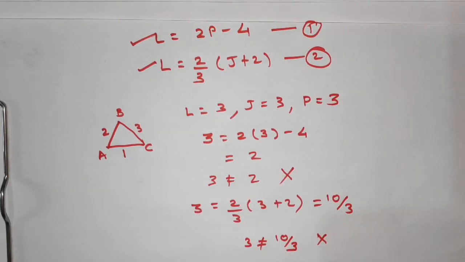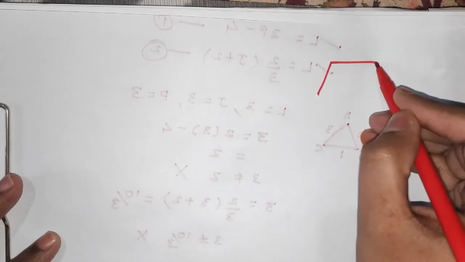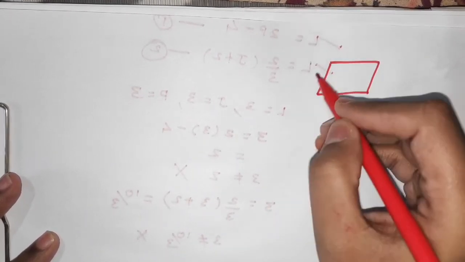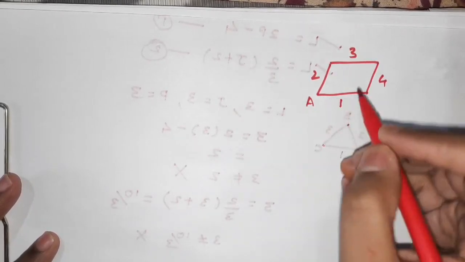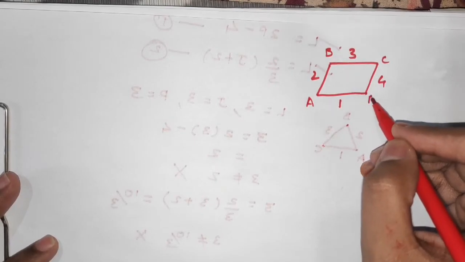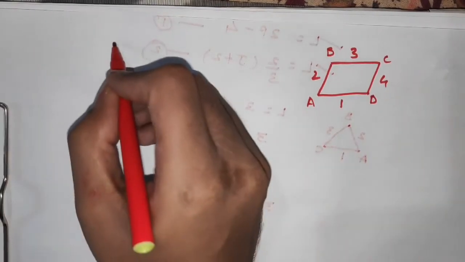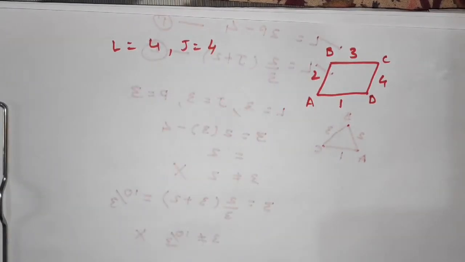Now let us see with a 4 links mechanism or arrangement. So I have a 4 link system. This is link number 1, 2, 3 and 4. So 1 and 2 will be at joint A, 2 and 3 will be at joint B, 3 and 4 will be at joint C, 4 and 1 will be at joint D. So we have L is equal to 4 and J is equal to 4. Now let us see the number of kinematic pairs.